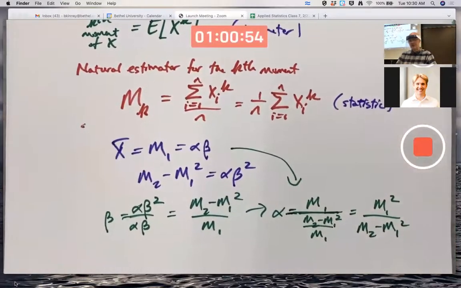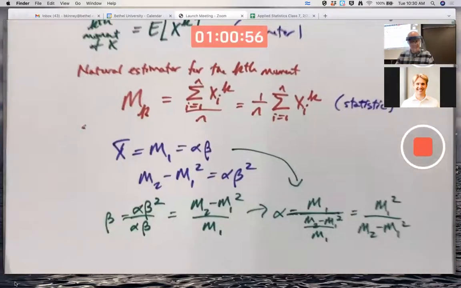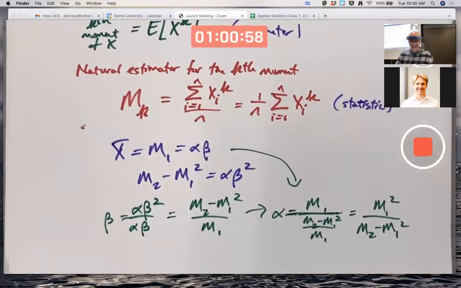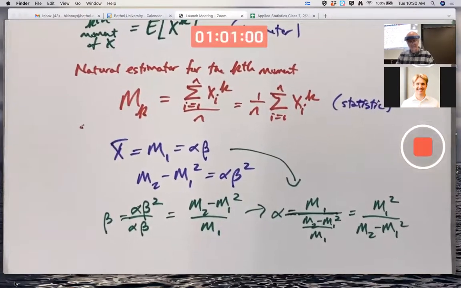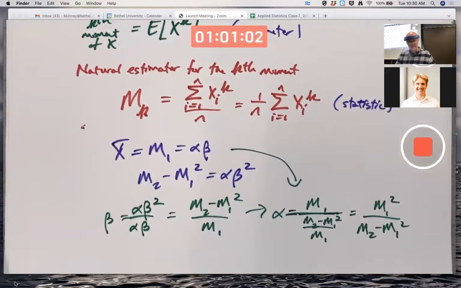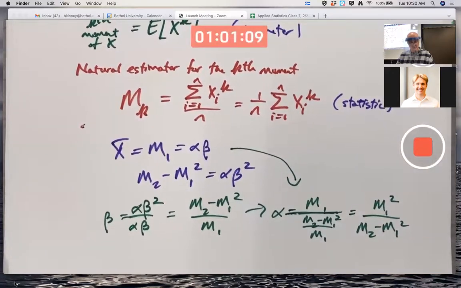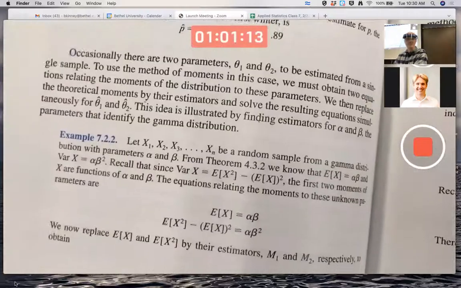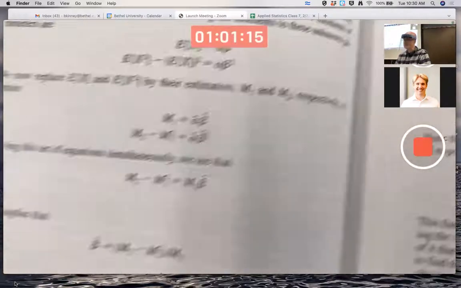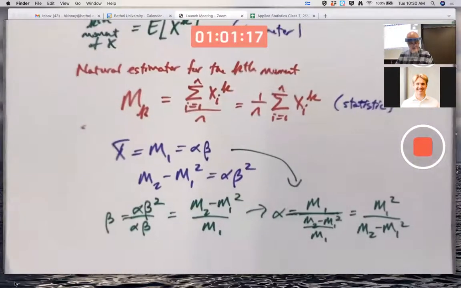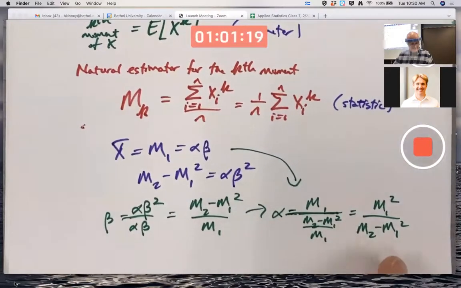I'll check the book and see if I got that right. Chapter 7. Near the beginning. Example 7.2.2. It's page 230. We're essentially doing the same thing, and yes, this is correct.